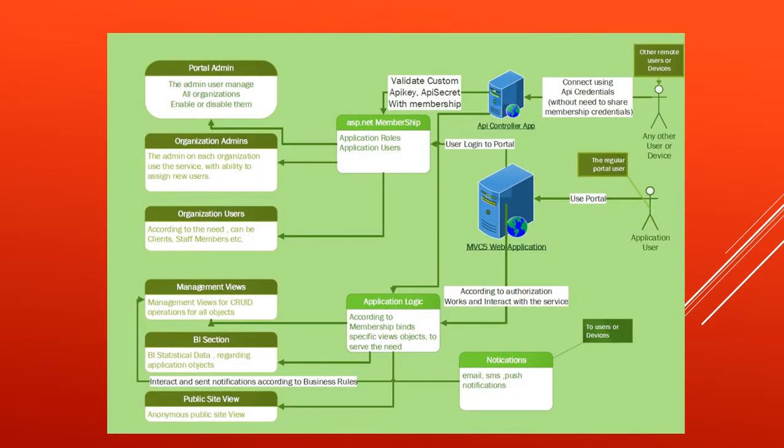This model shows how a Web API 2 application and an MVC5 web application can work together and serve all client application requests. The diagram shows the membership, portal admin, organization users, level and the basic functionality. Management, by, public.